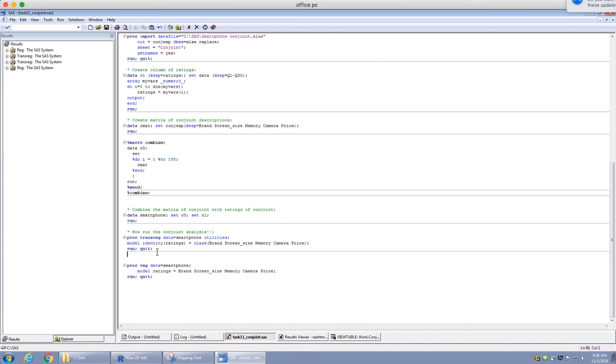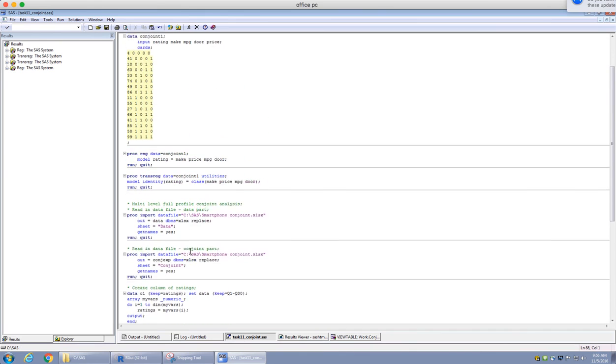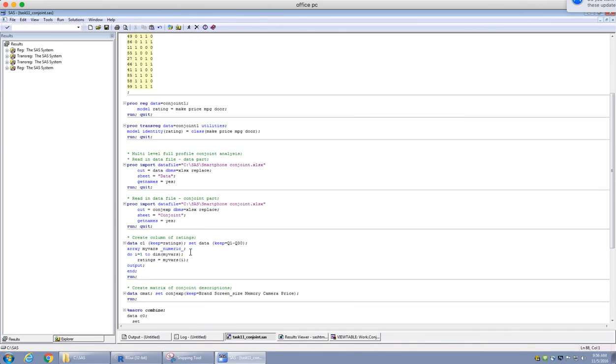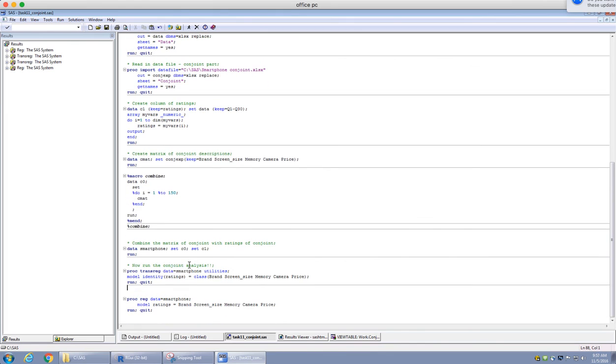Okay, so I hope this example shows you how you can do conjoint analysis on a full profile. You can download some of the files on my webpage and do it yourself.